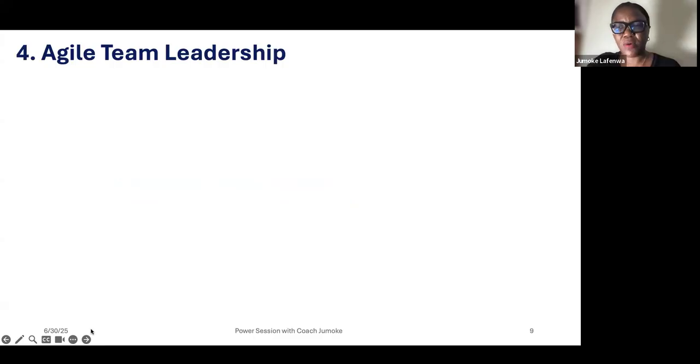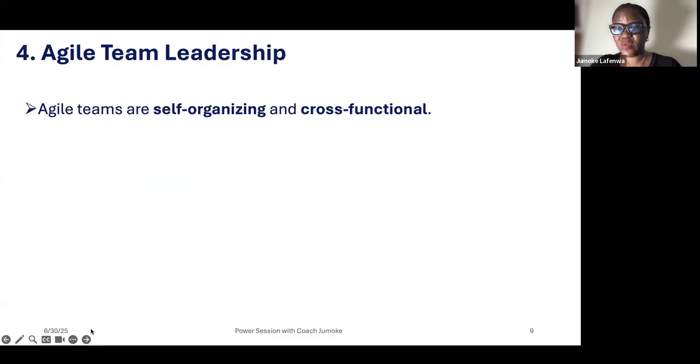Now, the fourth thing I would like to give you a tip on is Agile team leadership. In Agile, you don't have the project manager telling the team, oh yeah, do this, do that. No, they are a self-organizing and cross-functional team. They are experienced, they are knowledgeable.